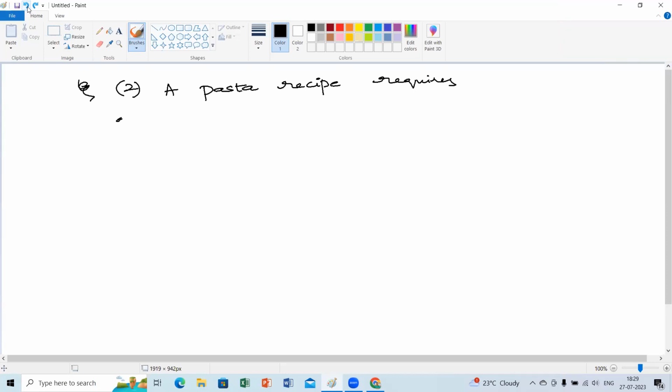Come on, think about the question. Using 21 kgs, how much pasta can be made? A pasta recipe requires 2 by 3 kgs of cheese. How much pasta can be made from 21 kg cheese? What should you do in this case? First, think about the procedure, children. What are we supposed to do here?